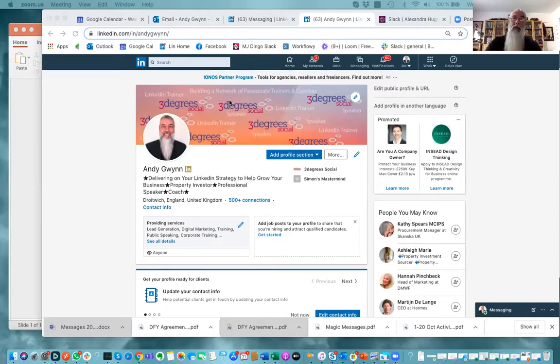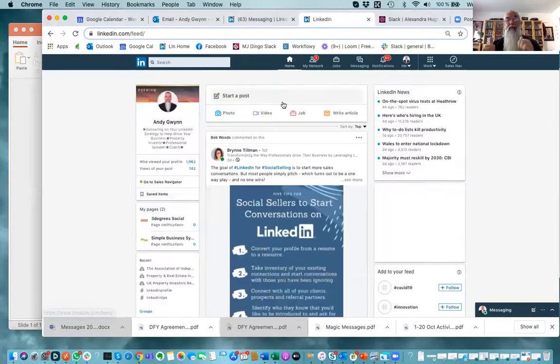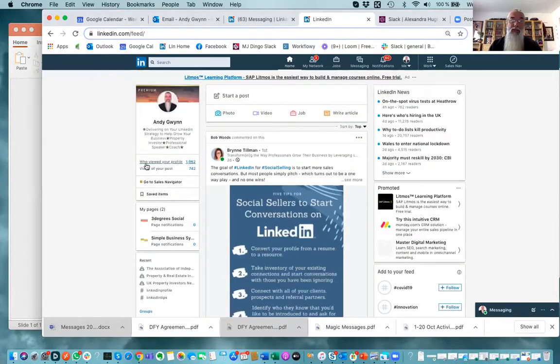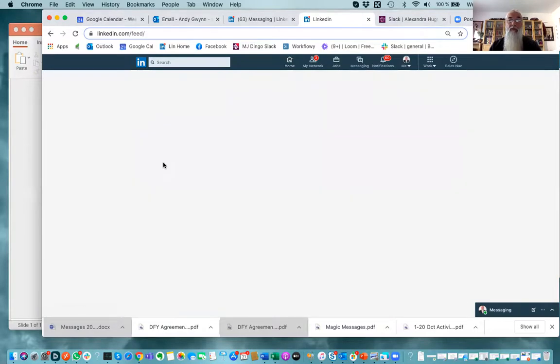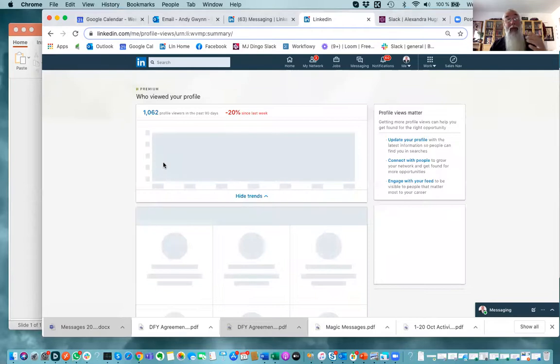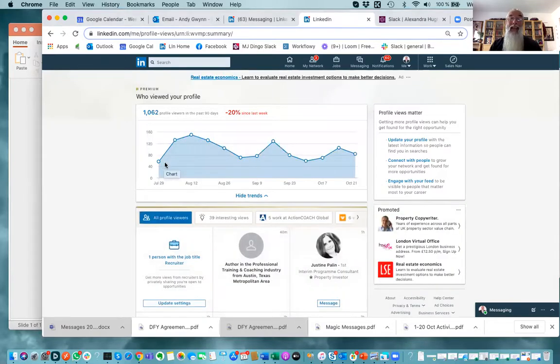But also, here's one of the most underutilized, I think, strategies on LinkedIn: connecting with people who have viewed your profile. If you click through here on the home tab, and my internet connection in Spain is working fairly good, you can see here that it says who's viewed your profile. I've had 1,000 odd people. Maybe they're odd people, 1,062 people. That's in the last 90 days.